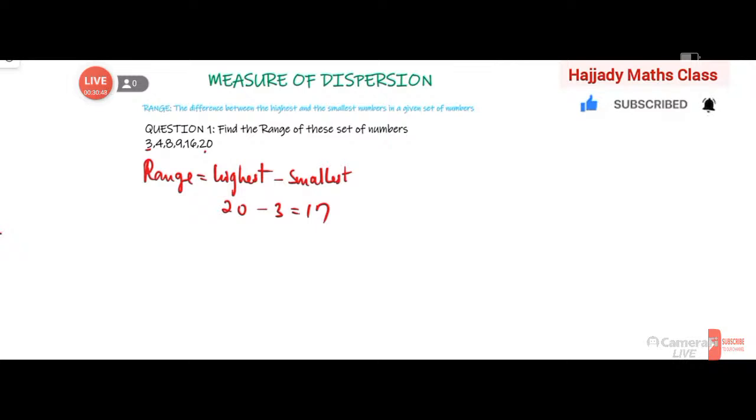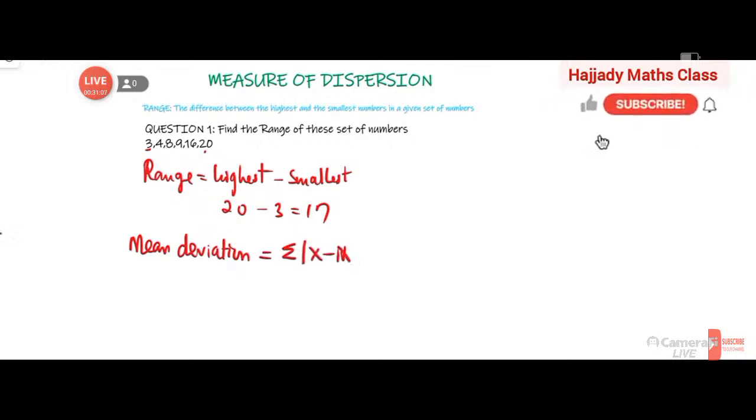And secondly, we are going to look at the mean deviation. We are going to consider two cases for this mean deviation. The first case is when you don't have the frequency. So here we are going to have summation of the absolute value of x minus x bar, over n. Take note, this is an absolute value.